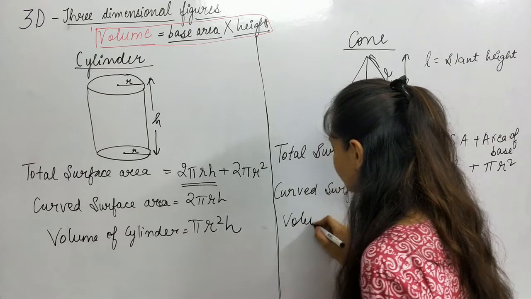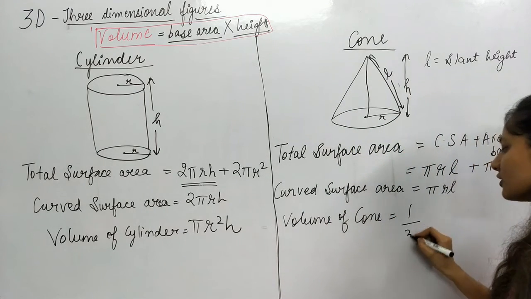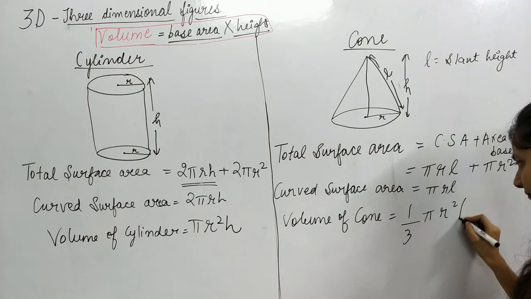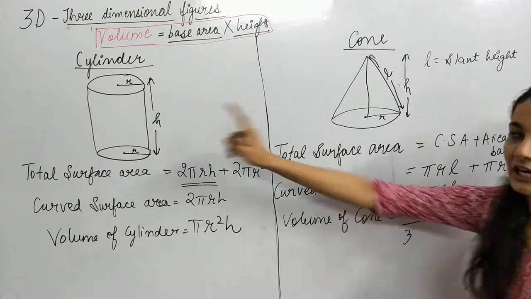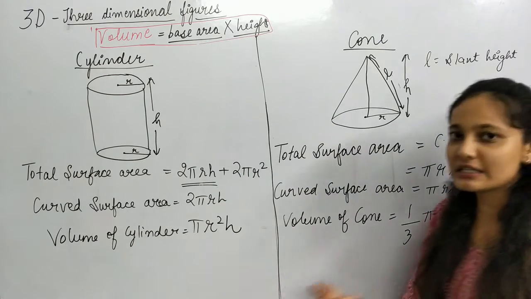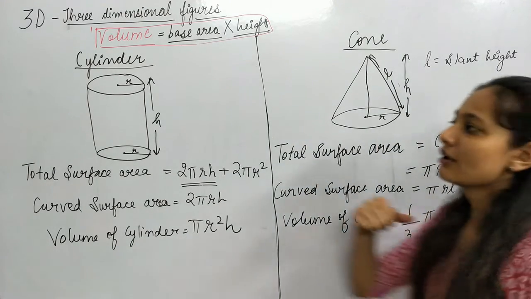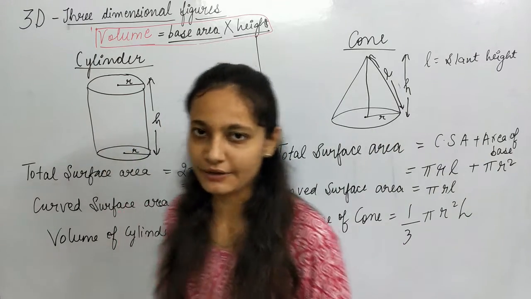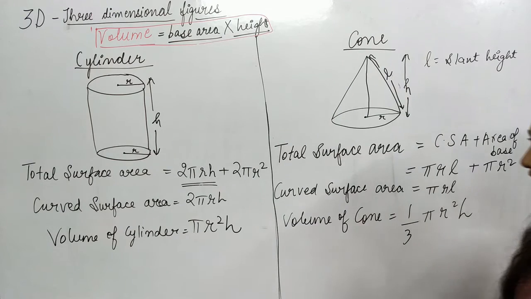What is the volume? So volume of cone is 1/3 of volume of cylinder. This is the volume of cylinder, 1/3 of the volume of cylinder. From the activity you can easily recall that 3 filled cones will fill the capacity of the cylinder. So 1/3 into volume of the cylinder. So this is about the cone.